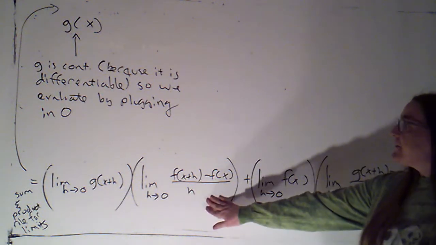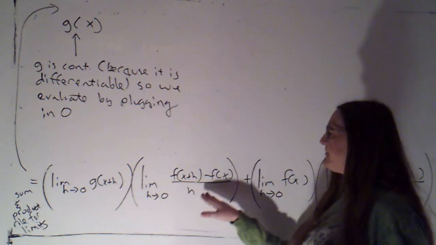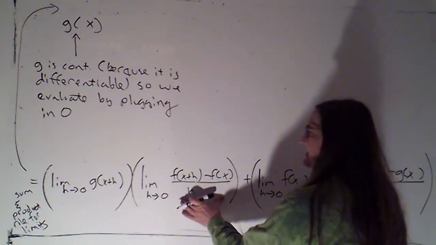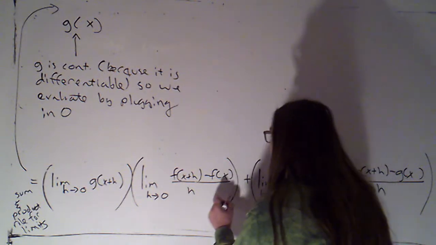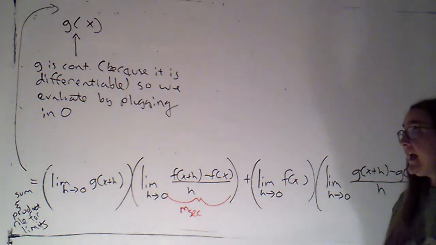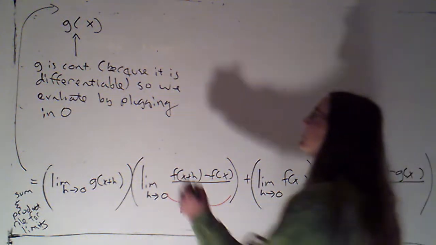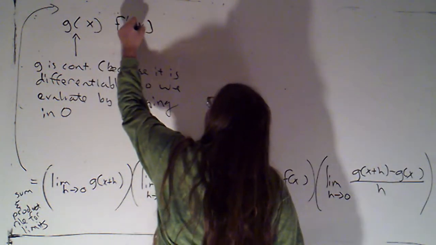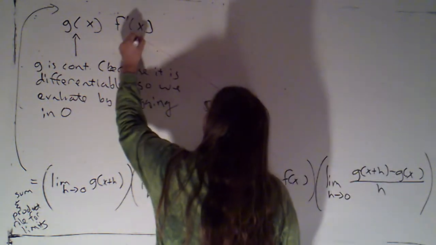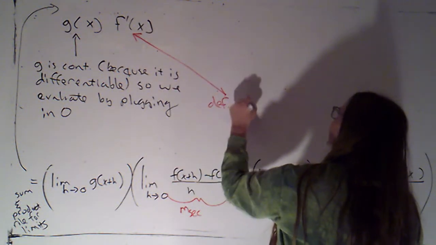Okay, now for the second limit, the limit as h goes to 0 of f of x plus h minus f of x over h. That formula should look very familiar. This is the difference quotient for f. That represents the slope of a secant line on the graph of f. And when I take the limit of the slope of a secant line, I get the slope of the tangent line, which is the derivative of f. Now my reason for that one is just the definition of the derivative.